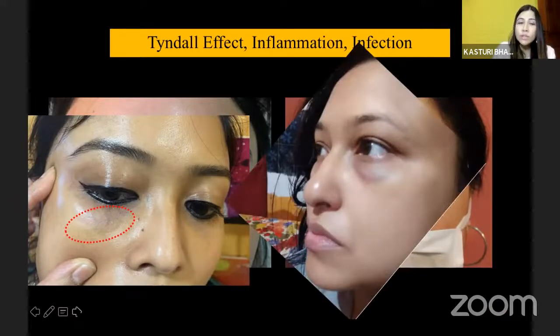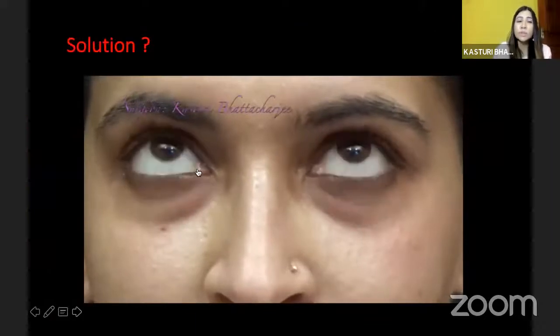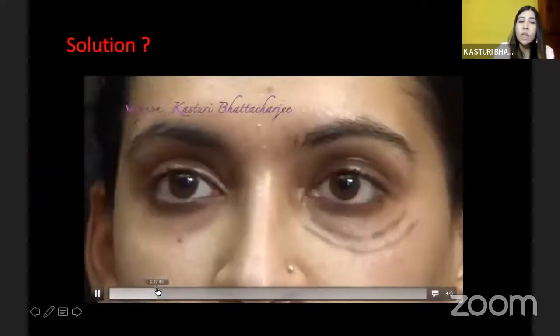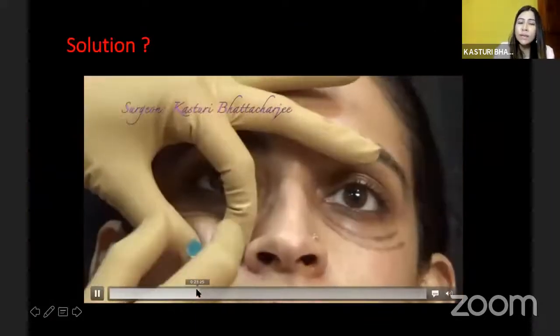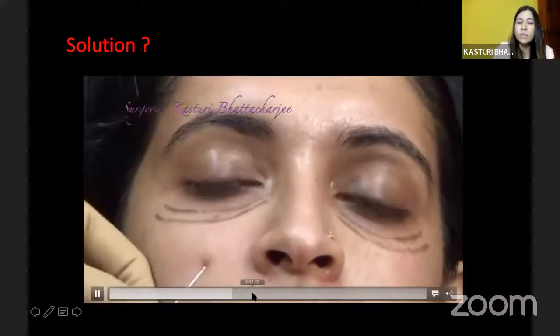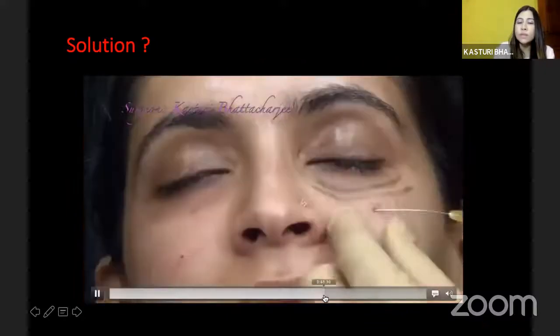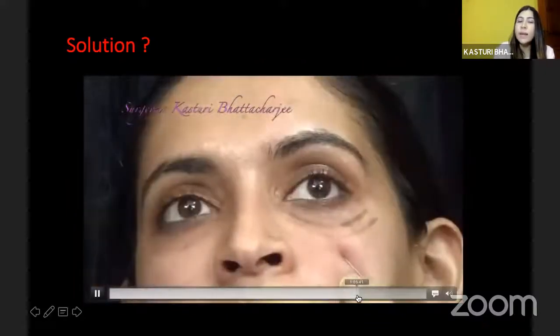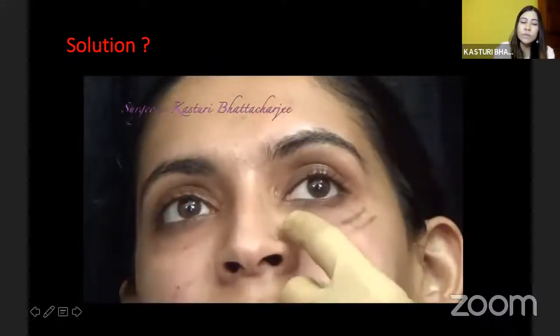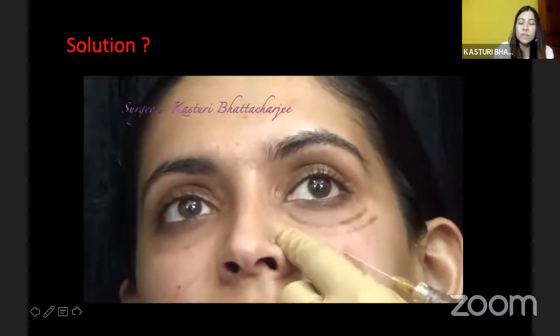So what is the solution to this? How do we avoid this bruise or lumps and bumps? The best way is by using a cannula, which I believe is a very nice way of managing the tear trough, because it leads to very nice tissue integration. Hardly will you see any bruise, hardly any lumps and bumps. And it really gives a very good effacement of the lid cheek junction and manages the tear trough very well.